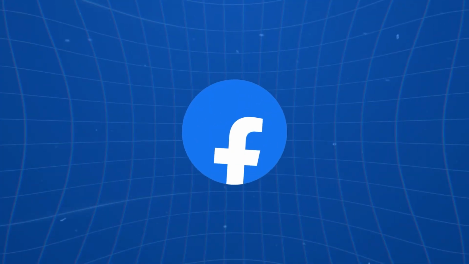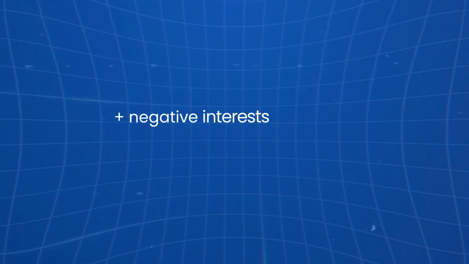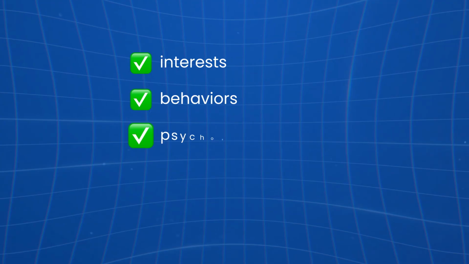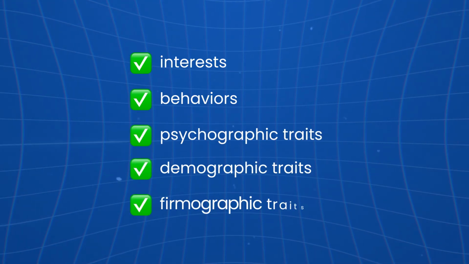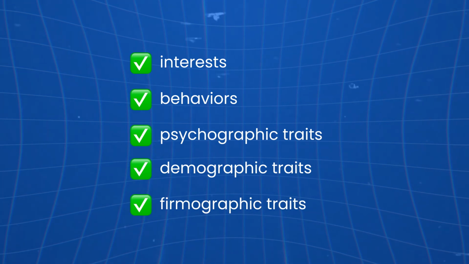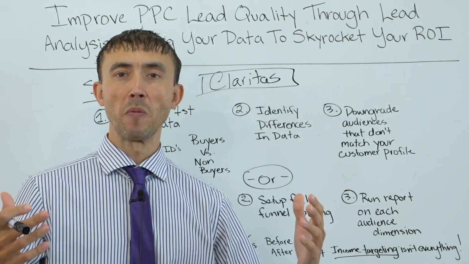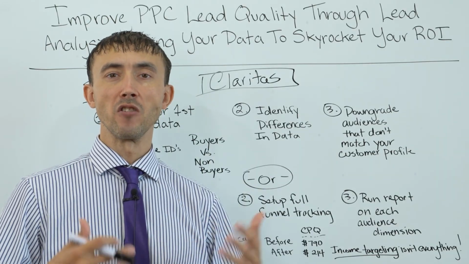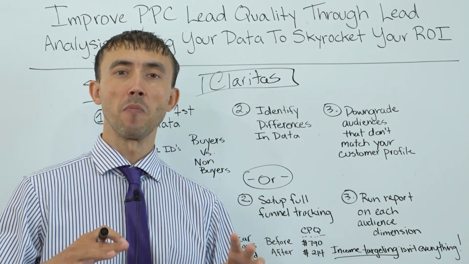And then as it comes to Facebook itself and LinkedIn, by the way, you are going to add negative interests and negative demographic traits, which Claritas is going to tell you: interests, behaviors, psychographic traits, demographic traits, firmographic traits. They give you hundreds of thousands of data points on the US public that they keep on everybody. So when you give them the people on your email list, they can tell you everything about these people. And that's how you utilize the data to make your campaigns a lot more efficient.